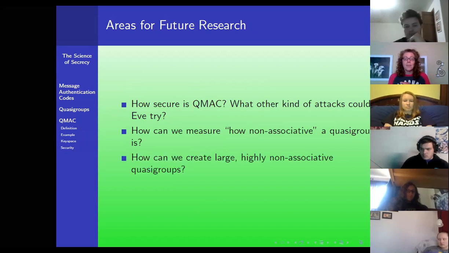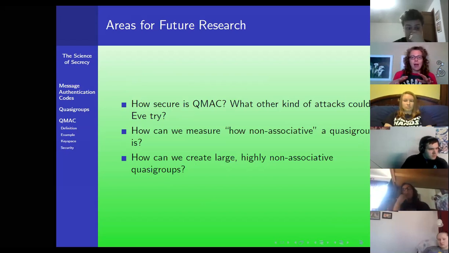And then here's the kicker. How do we create large, highly non-associative quasi-groups? I can just throw numbers at a board on a Latin square and make a quasi-group. That's not a problem. But is it highly non-associative? Is it going to have the properties that I need? That's what I'm looking for. So those are areas for future research. If anyone ever looks at my dissertation and says, I'd like to play with this a little bit more, there they are. I have no expectations that anyone will, but those are the areas for future research that exist.